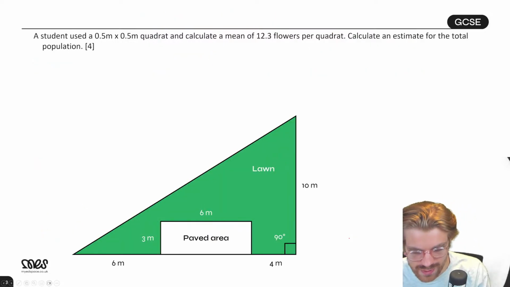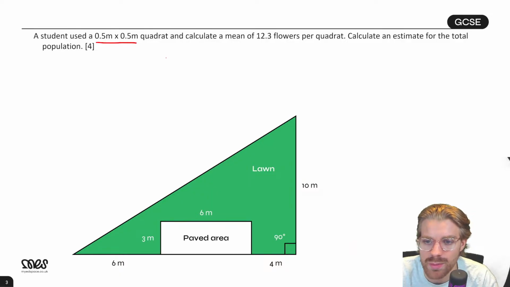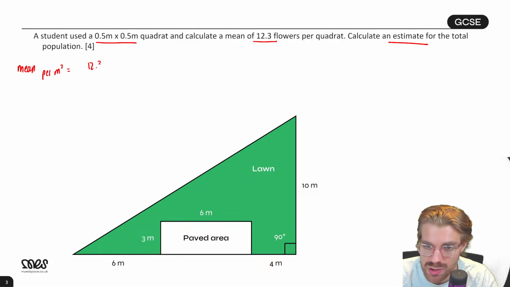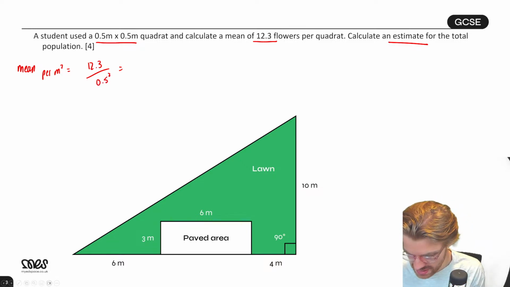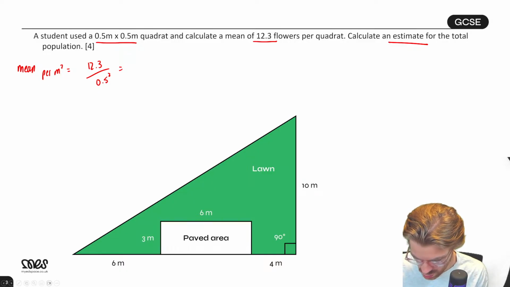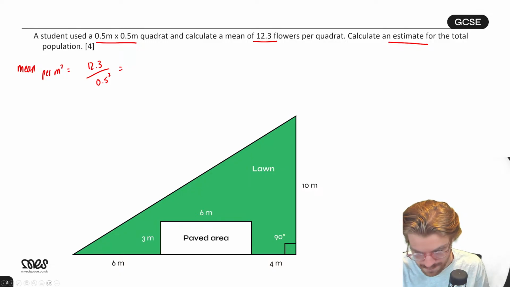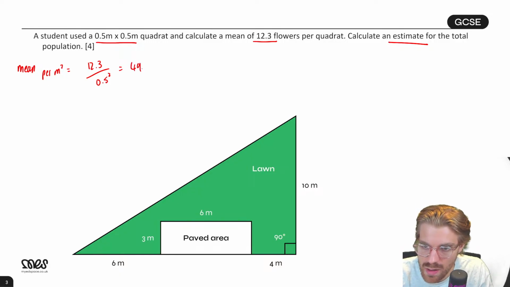Okay. So let's just go through that maths and have a little practice of it. A student used a 0.5 by 0.5 meter quadrat and calculated a mean of 12.3 flowers per quadrat. Calculate an estimate for the total population. Well, initially I need to determine the mean per meter squared. So the mean per meter squared, and I'm going to do my mean number 12.3 divided by the area of the quadrat, which is 0.5 squared. And our answer is, grabbing my calculator, 12.3 divided by 0.5 squared. And we get a mean per meter squared of 49.2.